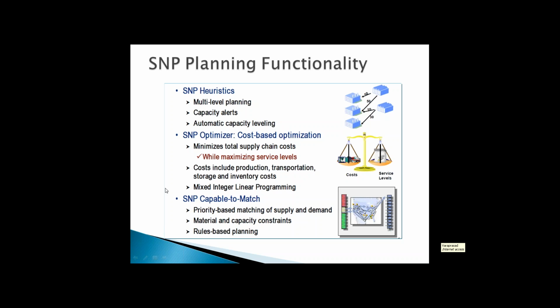Okay, and SNP CTM, capable to match. It is a priority-based matching of supply and demand. What supplies you have and what demand you have, how you can match them so that demand and supply will have a one-to-one relation. Material and capacity constraints can be considered in this, and rules-based planning can be done in SNP CTM.